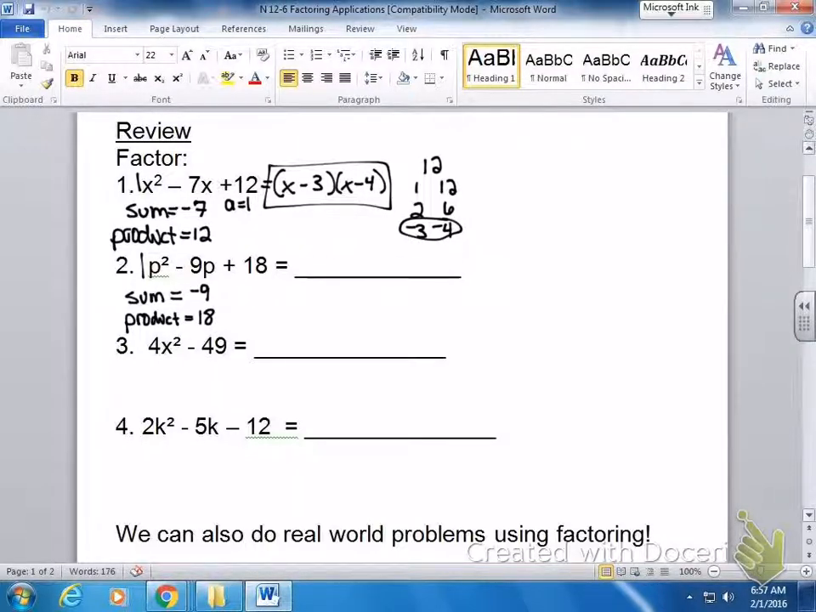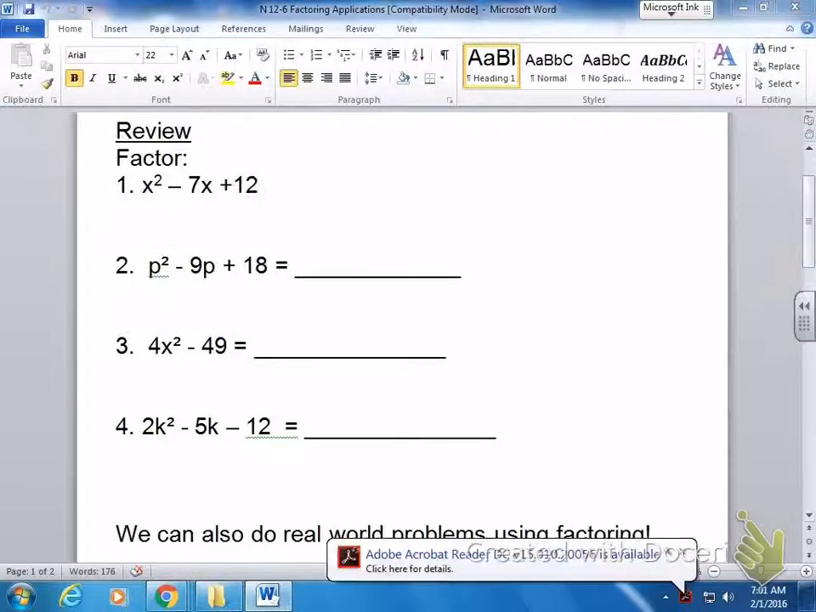So if we come over to the side and start breaking up 18, 1 and 18 obviously is not going to work. 2 and 9 is not going to work either. If we go to maybe 3 and 6, well, that would give us 9, but not negative 9. But again, since the product's positive 18, they could both be negative. So there's our answers. Let's open up our parentheses. I'm going to put p in front because that's our variable this time. We got minus 3 and minus 6, but of course, it could be the opposite direction as well. And again, a is 1, so remember when we divide by 1, nothing changes.